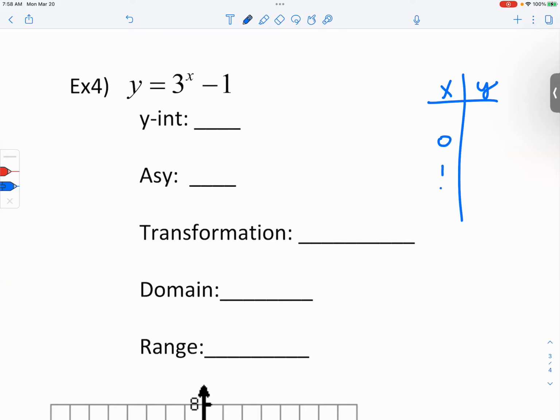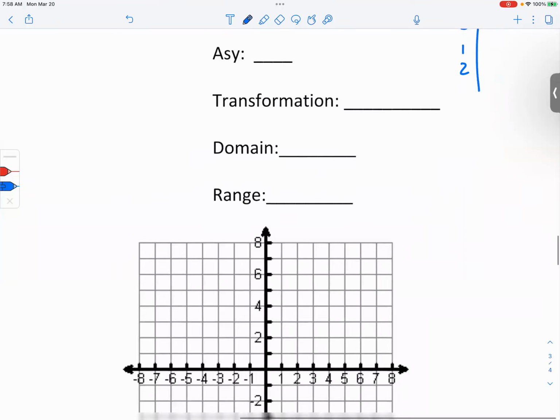Okay, I would say for numbers like this, it's going to be easy to think about -1, 0, 1, and 2. Okay, because I know what 3 to the 0 power is. Do you know what 3 to the 0 power is? What's 3 to the 0 power? It's 1, right? And 1 minus 1 is 0. So we actually have a point at 0, 0.